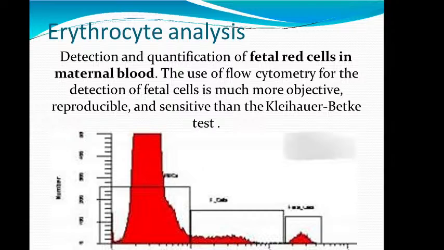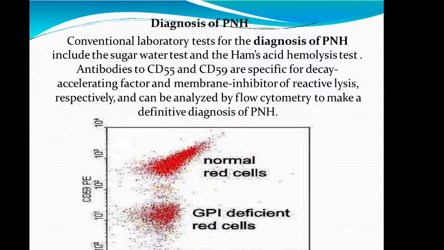So this is again erythrocyte analysis, that means RBC analysis. This includes detection and quantification of fetal red cells in the maternal blood. The use of flow cytometry for the detection of fetal cells is much more reproducible and sensitive than other tests. It is also useful for the diagnosis of PNH and for detection of other diseases. So these are the normal red cells and these are the GPI deficient cells.